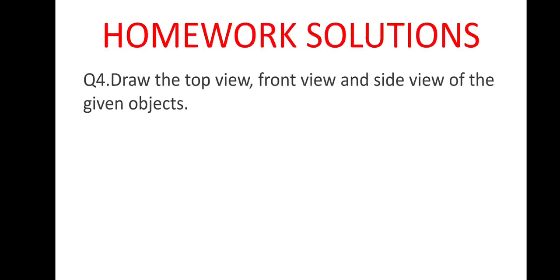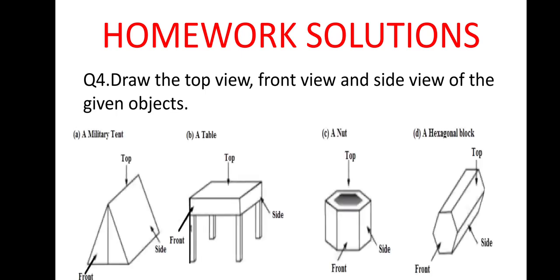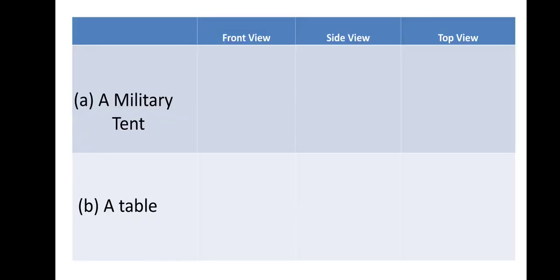Coming to homework solutions. Here in question number 4 of exercise 10.1, you are supposed to make the top view, front view and side view of the given objects. These are the 4 parts which I have tried to discuss here. Coming to the first 2 parts, a military tent: you are supposed to make the front view of this tent.